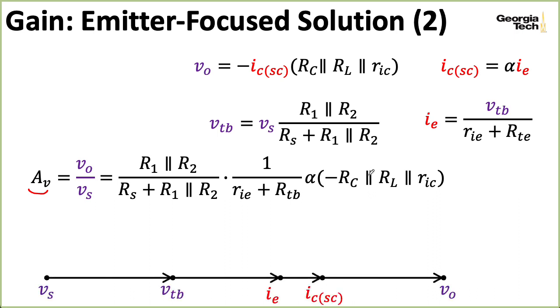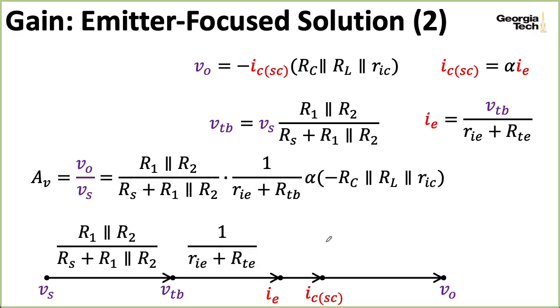Here, our Mason flow graph formula is very similar to the one for the base focus solution I showed you. We basically just have IE here instead of IB. So the first transition is the same, just this voltage divider. And then the transition to the emitter current is like what we had before, but instead of RIB and RTB, we now have RIE and RTE.